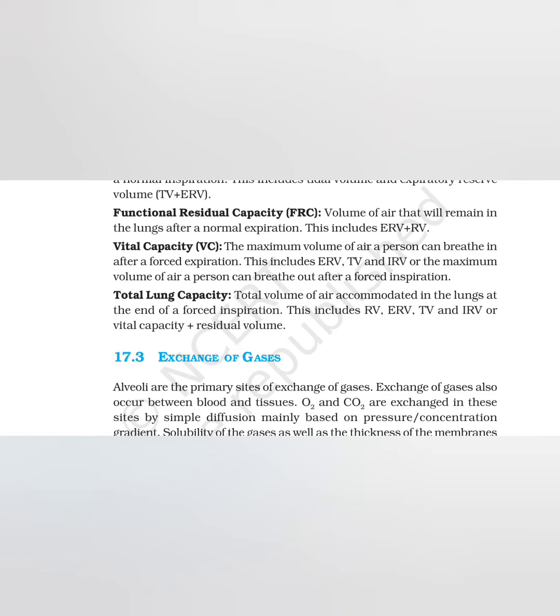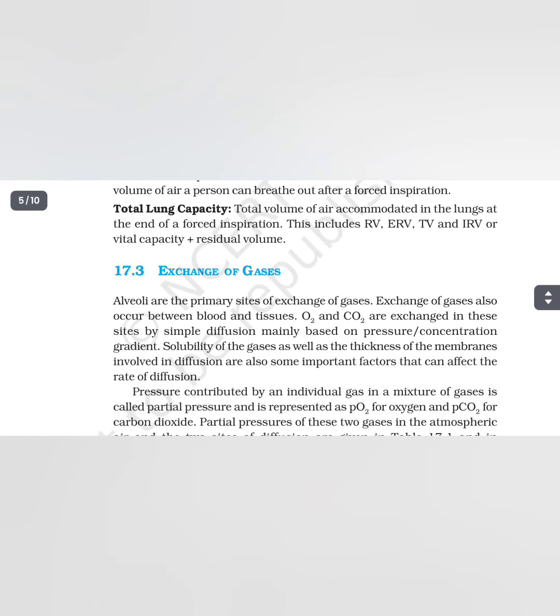Vital capacity: the maximum volume of air a person can breathe in after a forced expiration. This includes ERV, TV and IRV, or the maximum volume of air a person can breathe out after a forced inspiration. Total lung capacity: total volume of air accommodated in the lungs at the end of a forced inspiration. This includes RV, ERV, TV and IRV, or vital capacity plus residual volume.